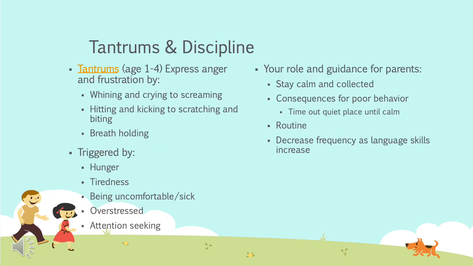Tantrums and discipline. Remember, this is also toddler and preschool. So tantrums are most significant between age 1 to 4, although tantrums are known to last for an older age group. And this is a way for the child to express their anger and frustration. Again, they don't have a lot of language abilities, and they have all these emotions and fears, and they don't have much of an outlet to express it verbally. So this is the way they do it. I did do a hyperlink to a tantrum here for those of you who need a little bit of a brush up on what a tantrum looks like.